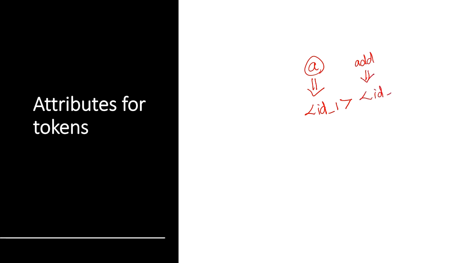If an identifier A is there, we write this identifier as ID followed by an attribute value. The attribute value is a pointer to the symbol table entry. Since we don't know the actual pointer, we represent it with a number, ID 1 or ID 2, like that. Similarly, if we have another identifier like add, we represent this as ID 2. So this is how you write the tokens for identifiers.